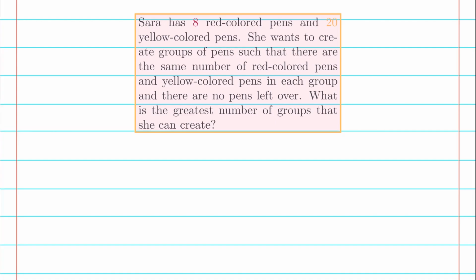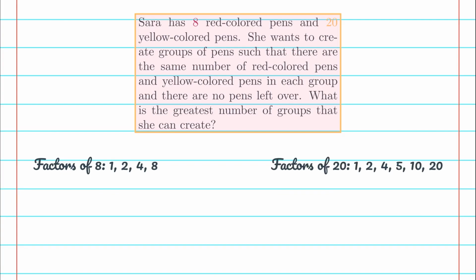To solve this problem, we need to find the greatest common factor of 8 and 20. Why is that? Because the GCF is the largest common number that both numbers share. So factors of 8 would be 1, 2, 4, and 8. Factors of 20 would be 1, 2, 4, 5, 10, and 20.